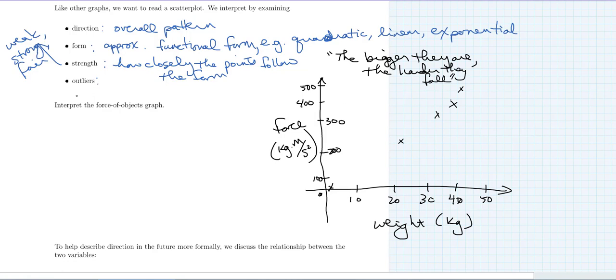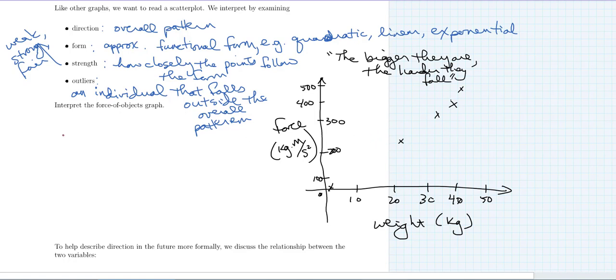Outliers are just like the deviations that we would describe in histograms and stem plots. And this is just an individual that falls outside the overall pattern. So whatever pattern you decide the data has, which would be your answer to just direction, you might find individuals that fall outside that pattern. Okay, so we're going to just take the graph from our other video, and you describe these 4 things.